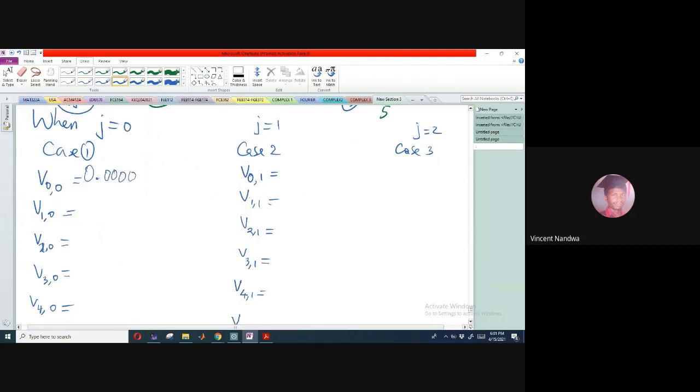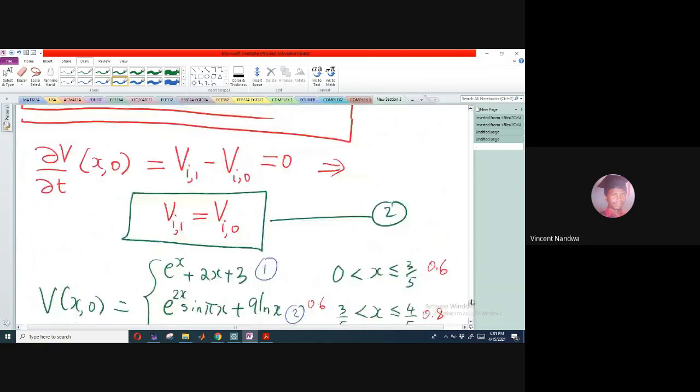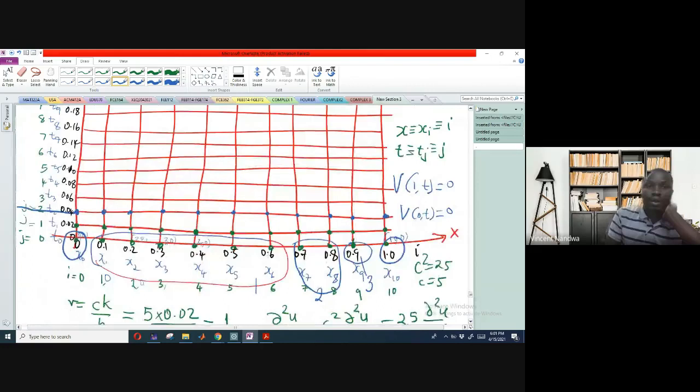So now, V1,0 means this is the point 1,0, the value of v at x1 and t0. It simply means that the function that defines all the values on this line is the one given by the function v(x,0). So simply replace x with 0.1 into that function given by formula one.